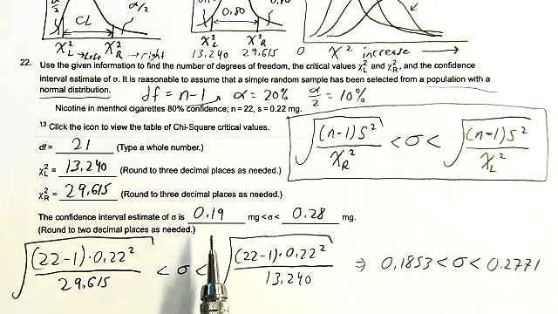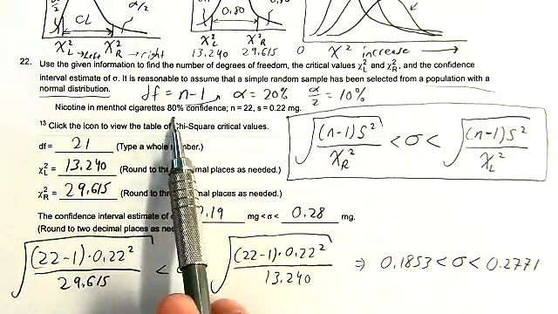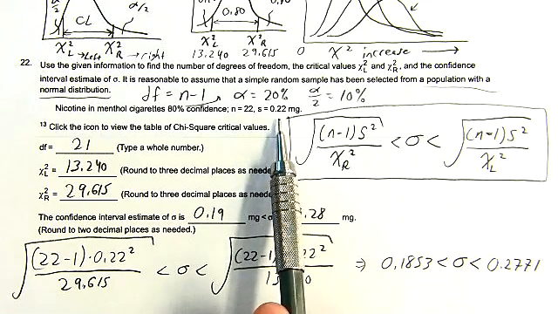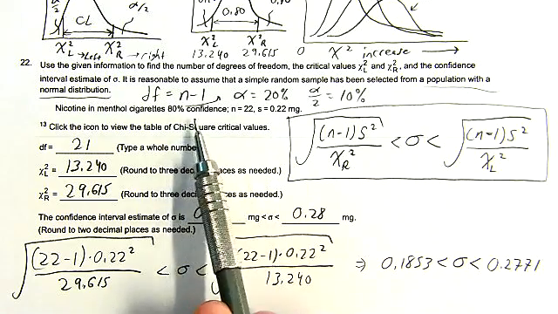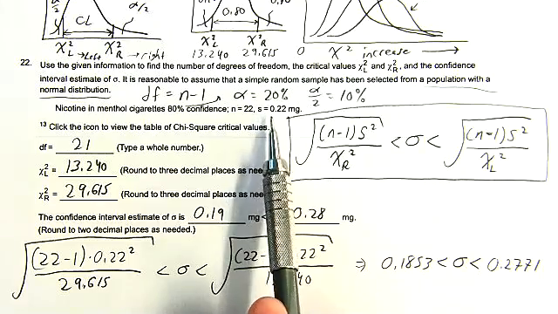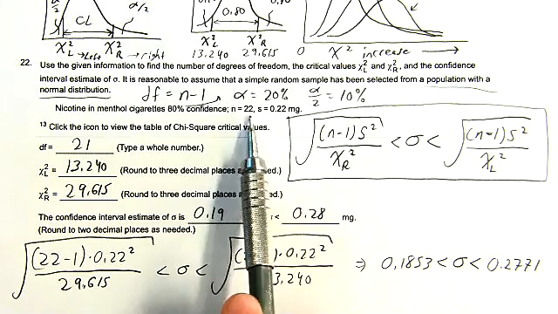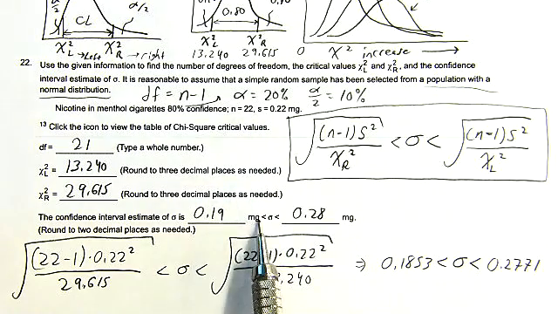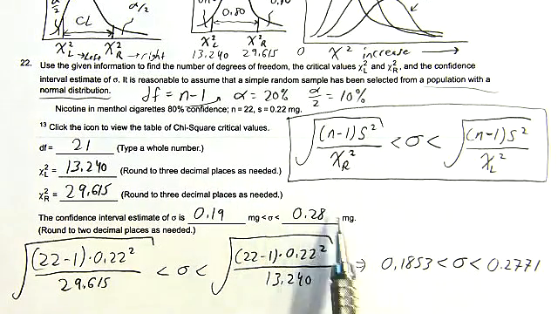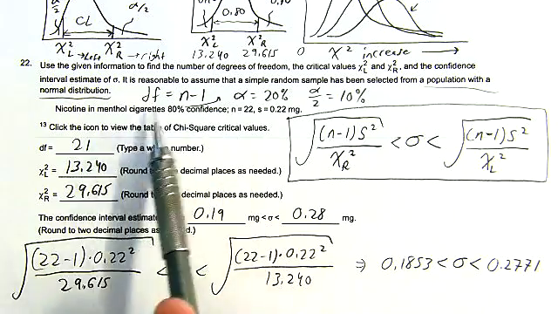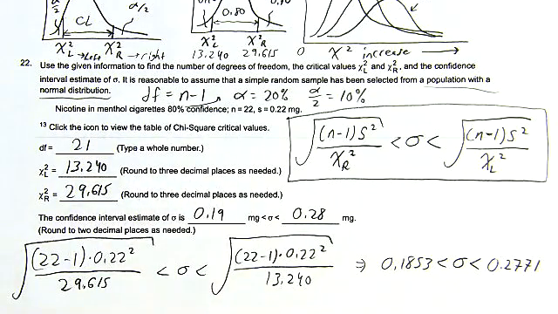Well, we could say we are 80% confident, let me say this carefully, that the standard deviation of all cigarettes, not just the 22 we used in the sample, is between 0.19 milligrams of nicotine and 0.28 milligrams of nicotine. And even that, saying all cigarettes, you have to be a little careful. It'd probably be just the cigarettes manufactured by whatever company's making these.